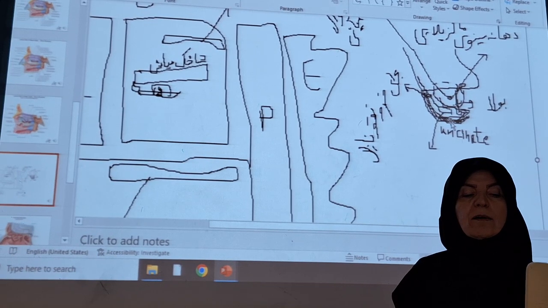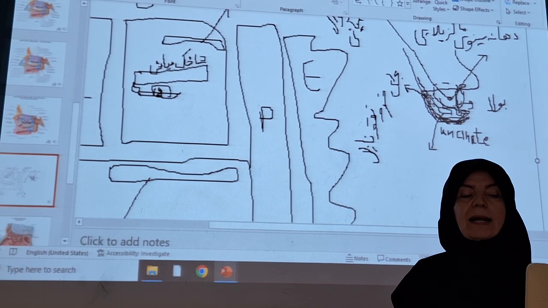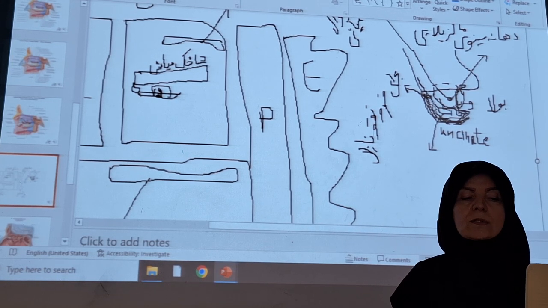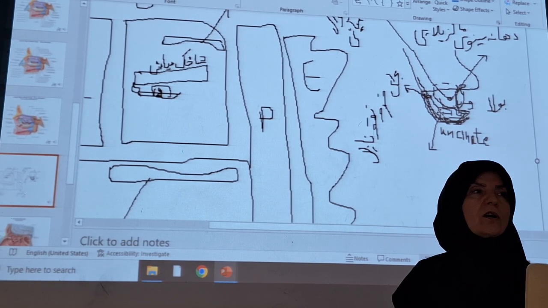The ethmoidal infundibulum is a place that two paranasal sinuses are going to open here. The frontal sinus and which ethmoidal?